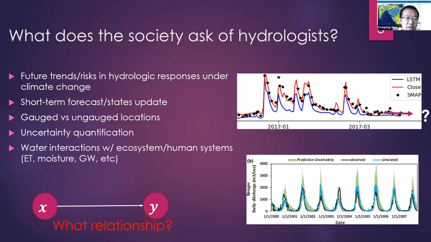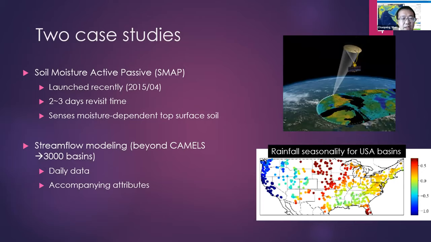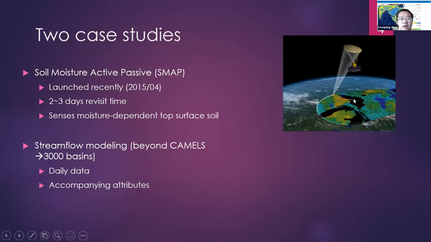So the case studies that I'm showing today start with the Soil Moisture Active Passive satellite. This is a satellite-driven product that was launched in 2015. It has a 2 to 3 day revisit time, and it senses top surface soil moisture. And over the years, we've gained quite a lot of data over the surface of Earth.